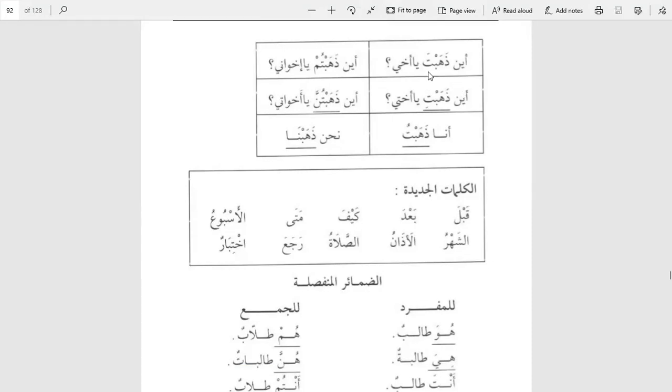Aina dhahabta ya akhi? And you can look at this one as when we are addressing a male present, we use the habta. This is a verbal sentence. Where are you going, oh brother? So when we are addressing a masculine person who is present, we use the ta. Let me bring in my annotation here.